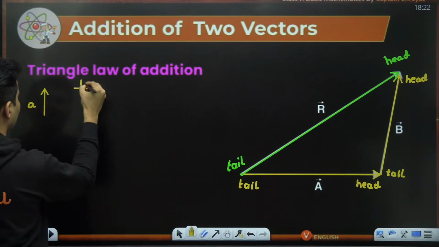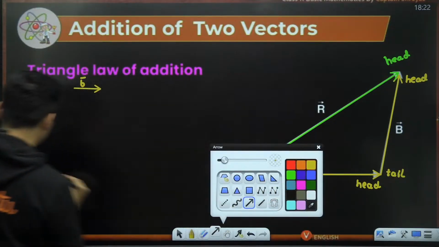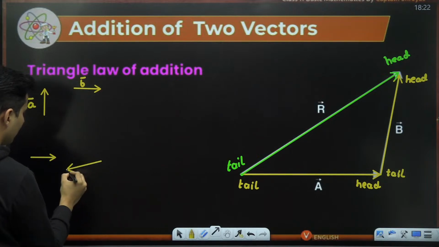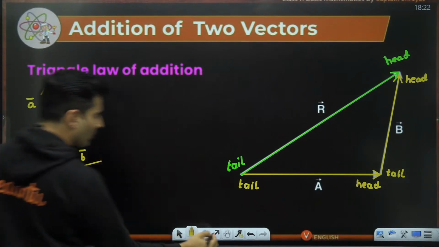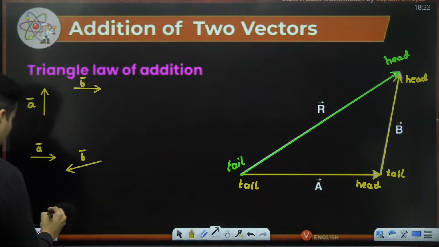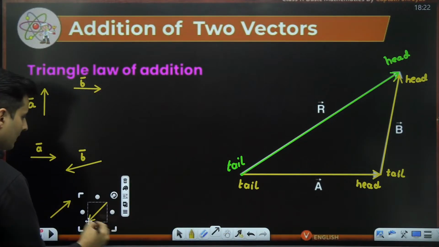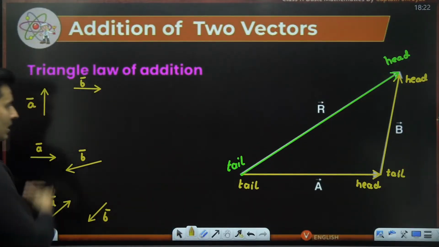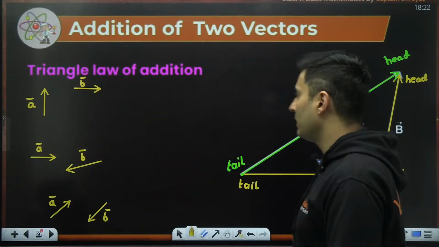This is vector A, this is vector B. Or let's say this is vector A and let's say this is vector B. Like this. Or let's say this is vector A and this is vector B. So in all the cases, I want to use the triangle of vector addition and see how the resultant looks.